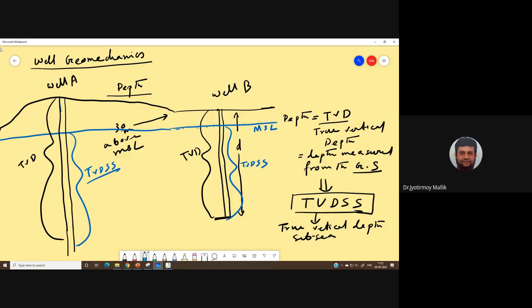How far it is from the mean sea level. Okay, so I hope it is clear for you how TVD and TVDSS are calculated for any well. One is the true vertical depth from the surface of the earth, and the other is true vertical depth subsea, which is measured from the mean sea level.